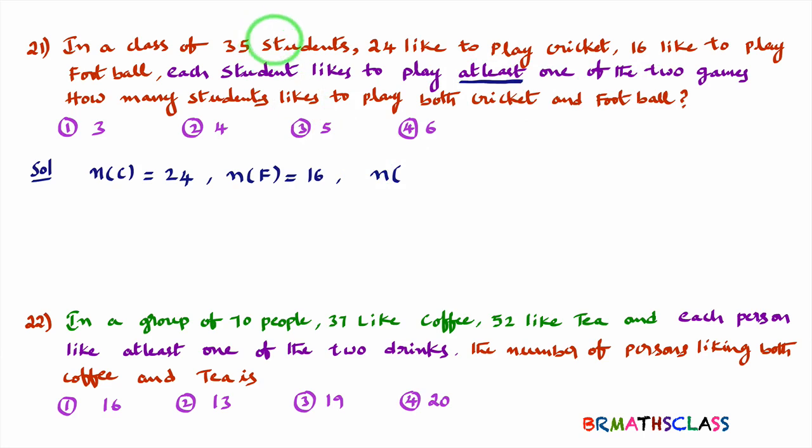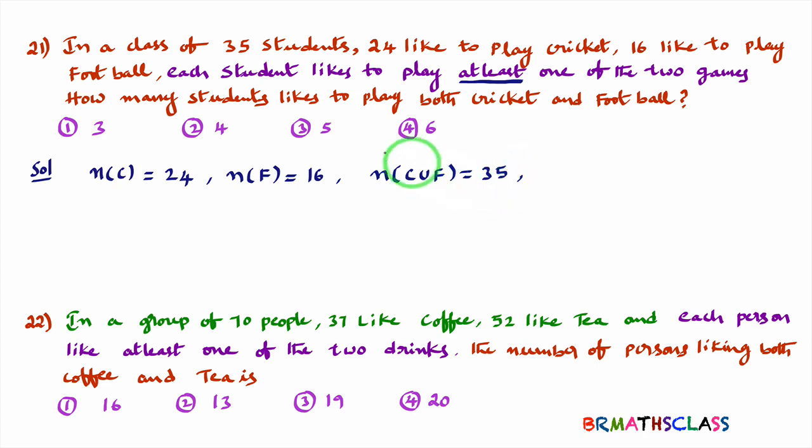Or else we can understand it easily. Each student likes to play at least. At least means the person plays cricket or football or both. So what you need to understand here, N of C union F is 35. This is the point you need to understand. In the question, they did not mention directly that N of C union F is 35. After reading the question, you need to understand N of C union F is 35. Once you understand this, the rest is very easy.